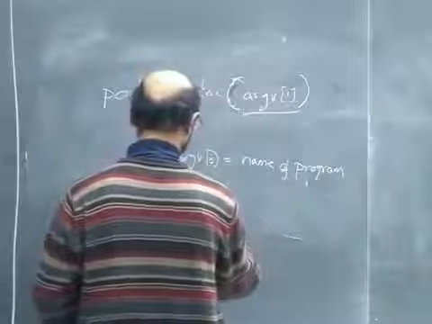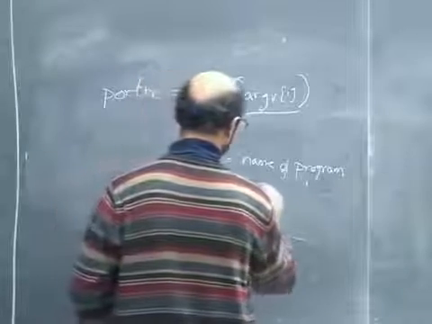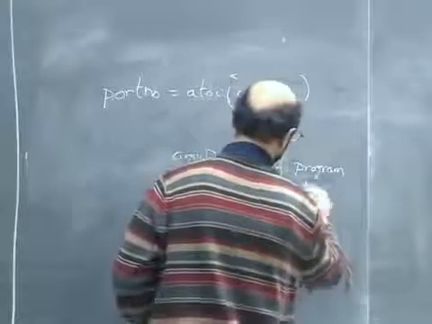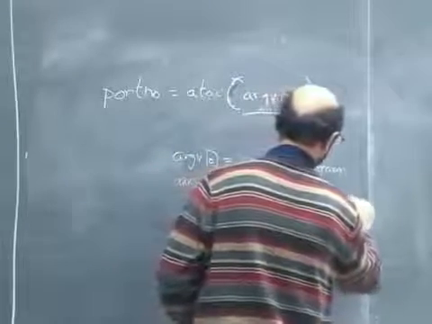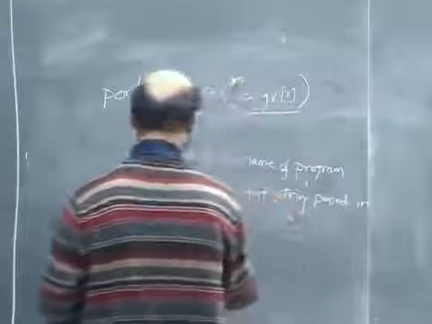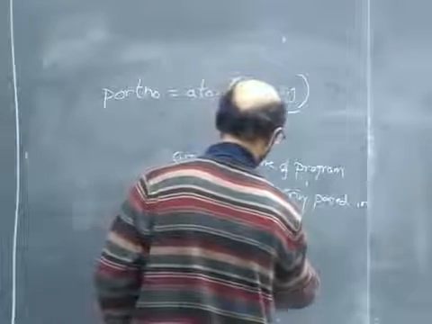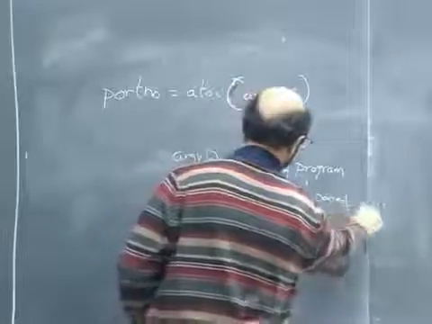Argument 1 equals the first string passed in, and then argv2 equals the second string that's passed in, and so on.